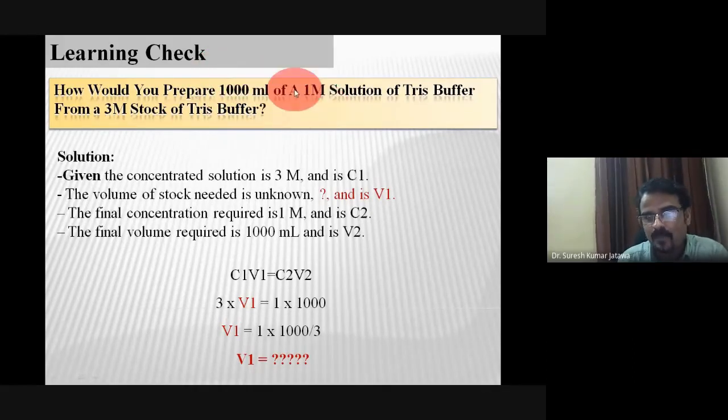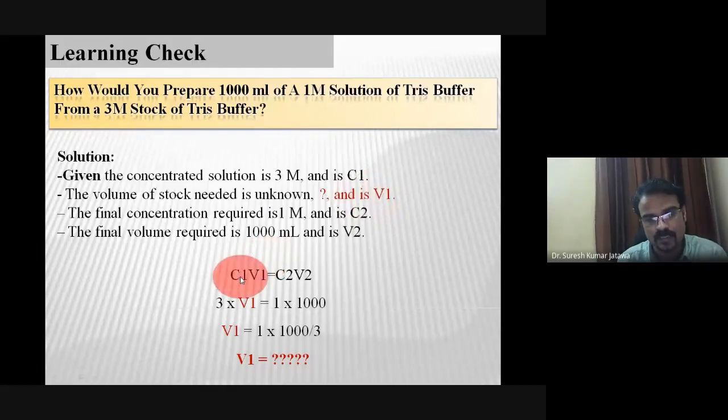How much do you need, 1 molar. It is also given. It is C2. C2 is 1 molar. V2 is 1000 ml. And you have to prepare it from 3 molar stock solution. So this is your C1. You have to calculate V1. So what will be the V1?